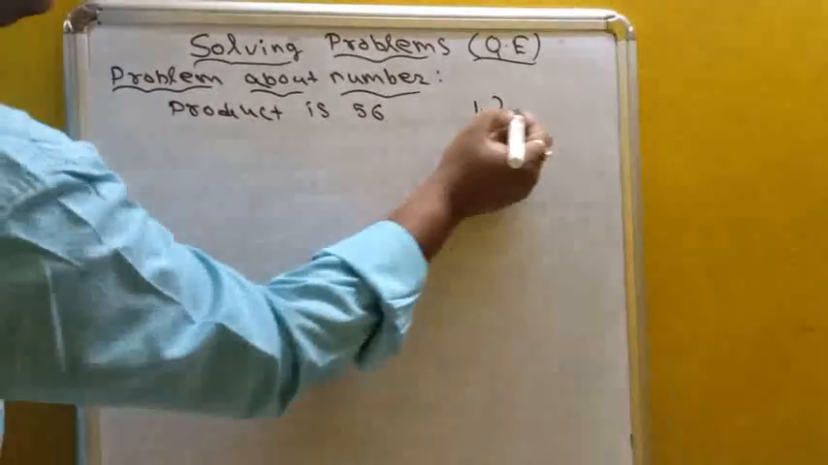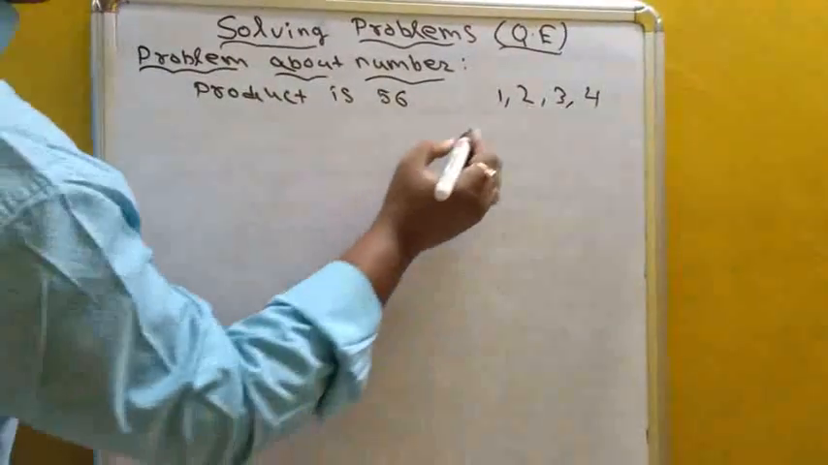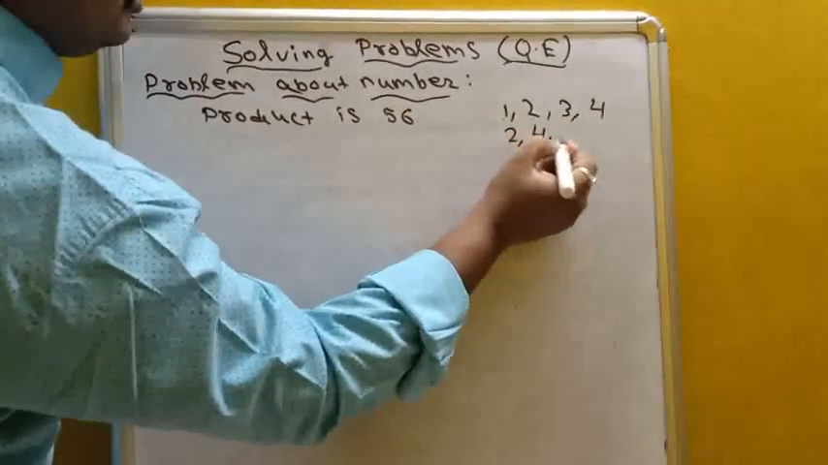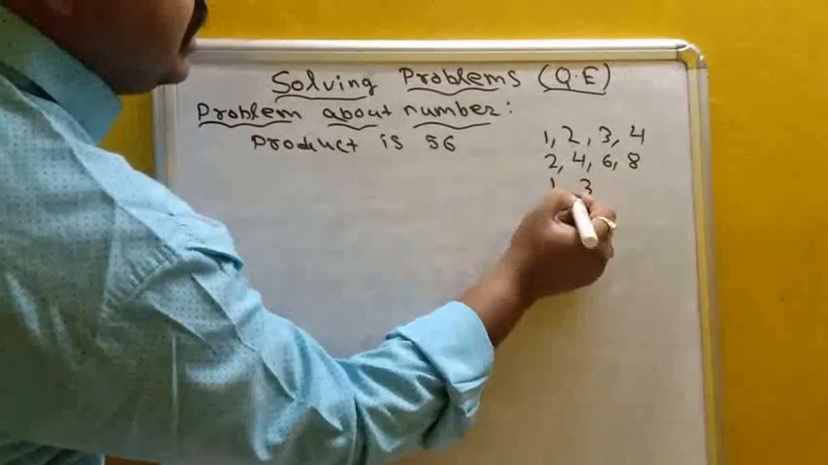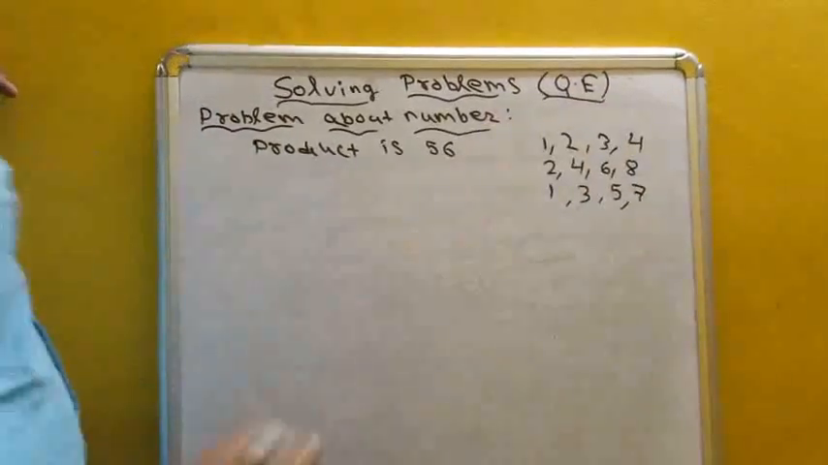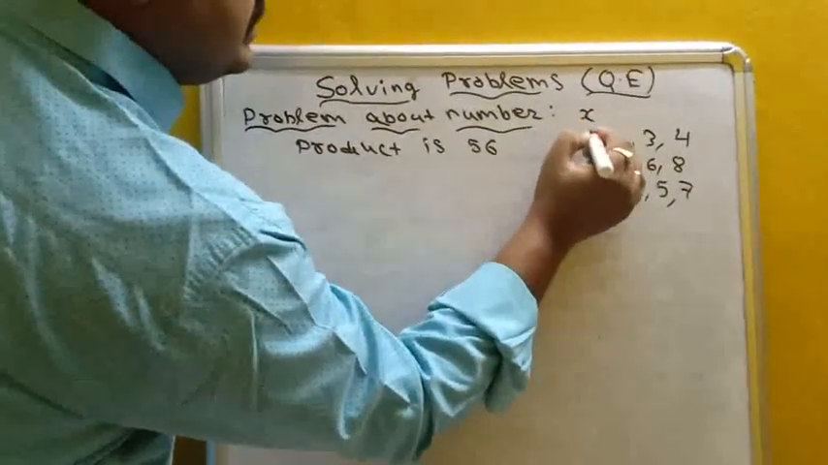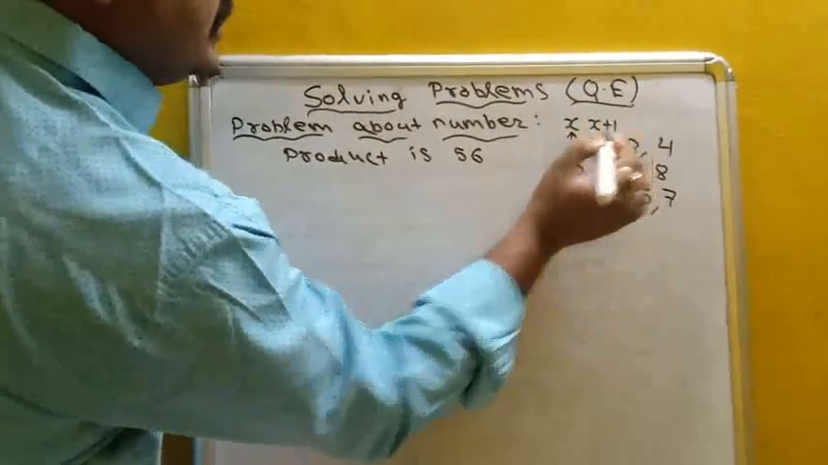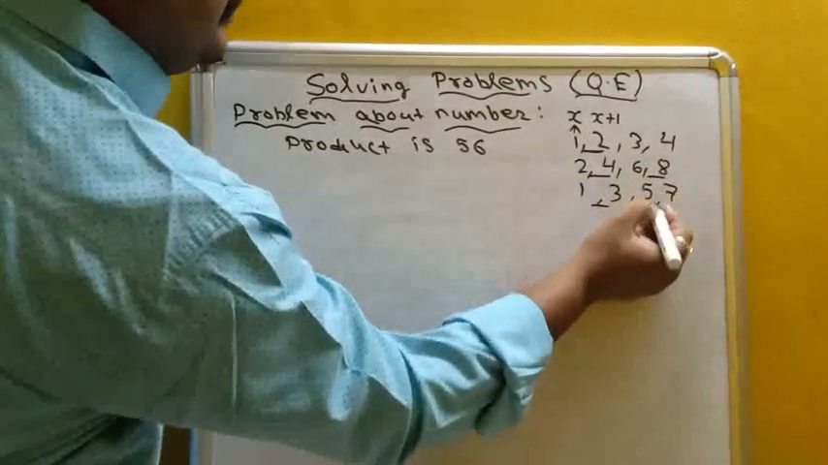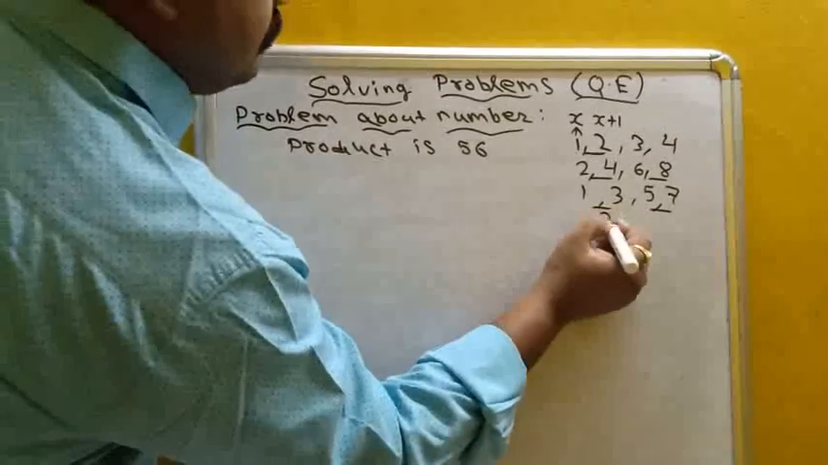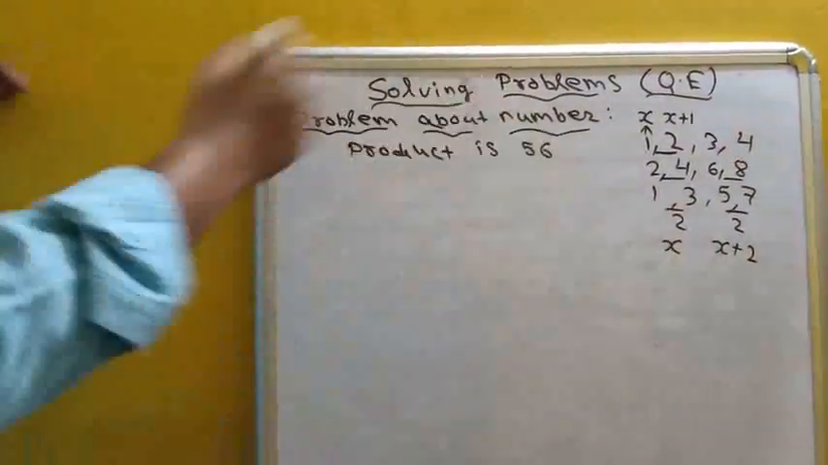Okay, 1, 2, 3, 4, these are known as consecutive numbers. If we are told about consecutive even numbers: 2, 4, 6, 8. If we are told about odd numbers: 1, 3, 5, 7, like this. So if we are told about consecutive numbers only, the first number I can take as x, then the second number equals x plus 1. So the gap here is 1. But for consecutive even numbers and consecutive odd numbers, the gap is 2. If I take the first number x, then the next number is x plus 2. So let's go to the question.